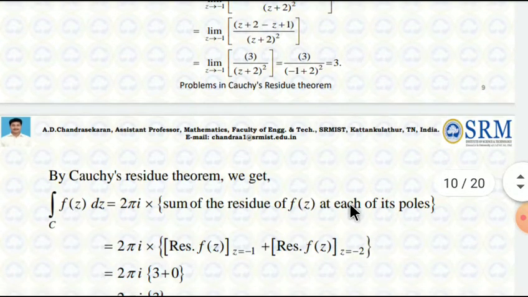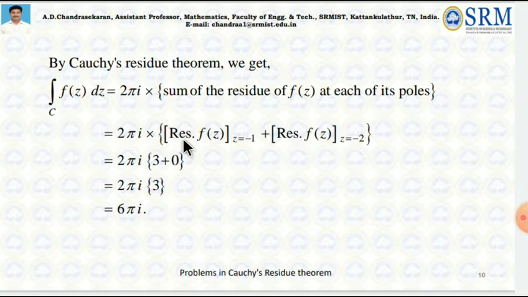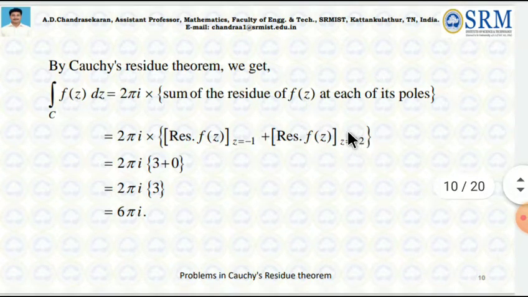Now by using the Cauchy residue theorem, the integral over c of f of z dz is equal to 2 pi i into the sum of the residues. Understand? Here the poles are minus 1 and minus 2. For minus 2 it is 0, because it lies outside. And at z equal to minus 1, we found that its answer is 3. So 3 plus 0, 3 into 2 pi i is 6 pi i. So this is the second one.